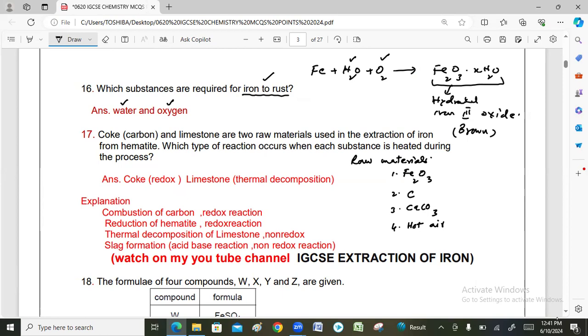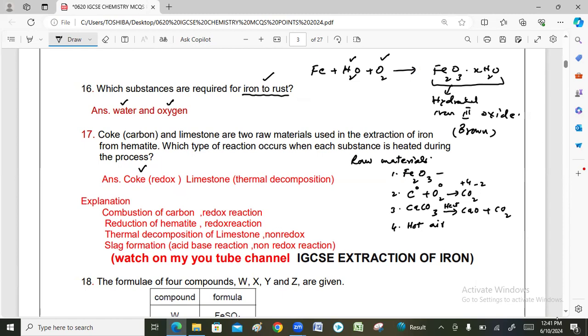So coke, it reacts with the oxygen to form carbon dioxide. So carbon 0 to plus 4 and oxygen 0 to minus 2. So carbon is oxidized, oxygen is reduced, so redox. Limestone, thermal decomposition. Limestone decomposes to make calcium oxide and carbon dioxide upon heating. So this is the thermal decomposition.